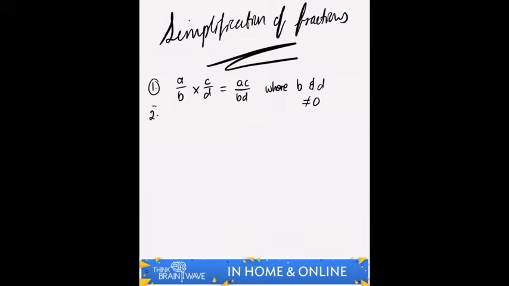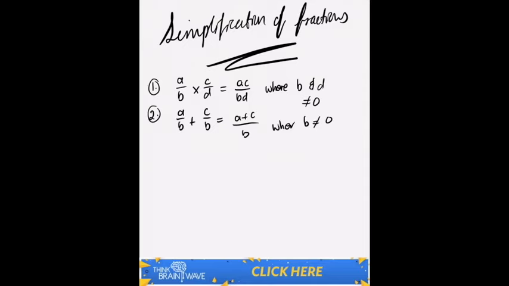The next one is a over b plus c over b is equal to a plus c over b, where b cannot equal 0 for the same reason.